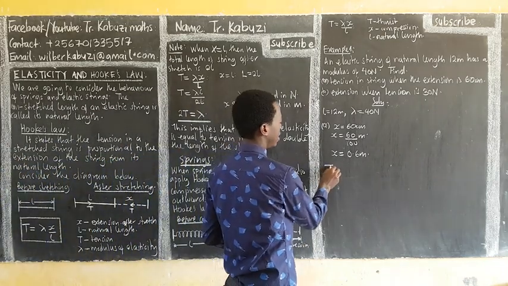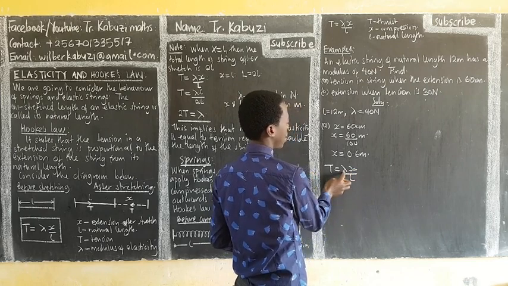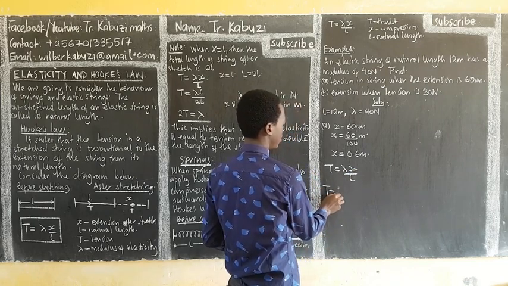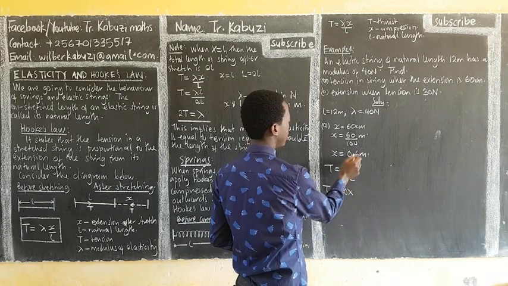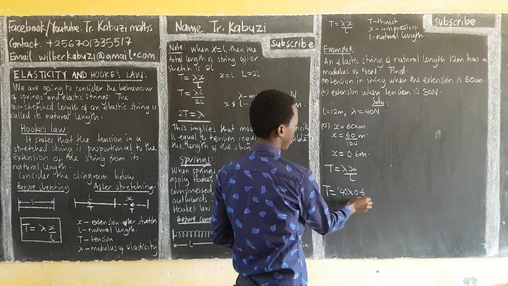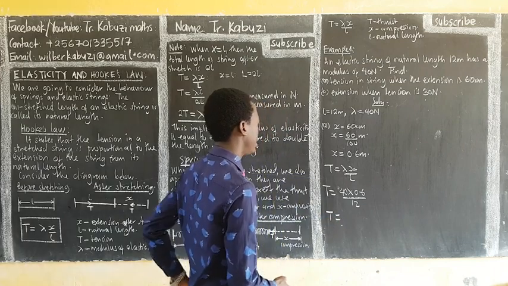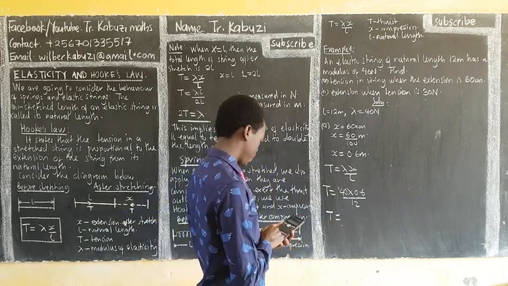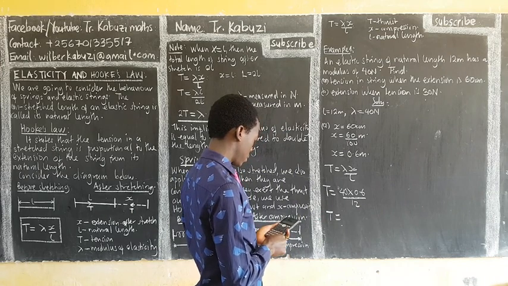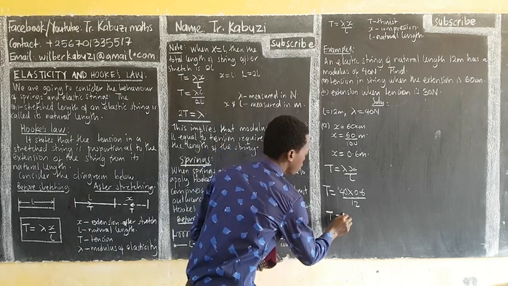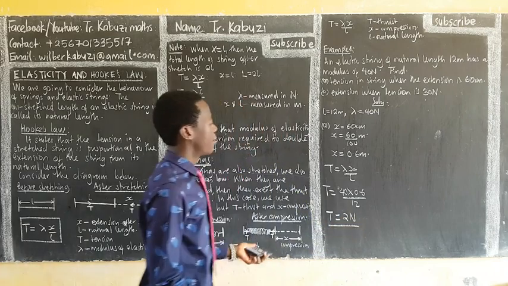After having our X, now we apply our formula. So our T is equal to lambda X over L. We have this, we have this, we have this. So our tension is going to be our lambda, which is 40, times the extension in meters, 0.6, over the natural length, which is 12. So from here, our T is going to be 2 newtons. So the tension there is going to be 2 newtons.